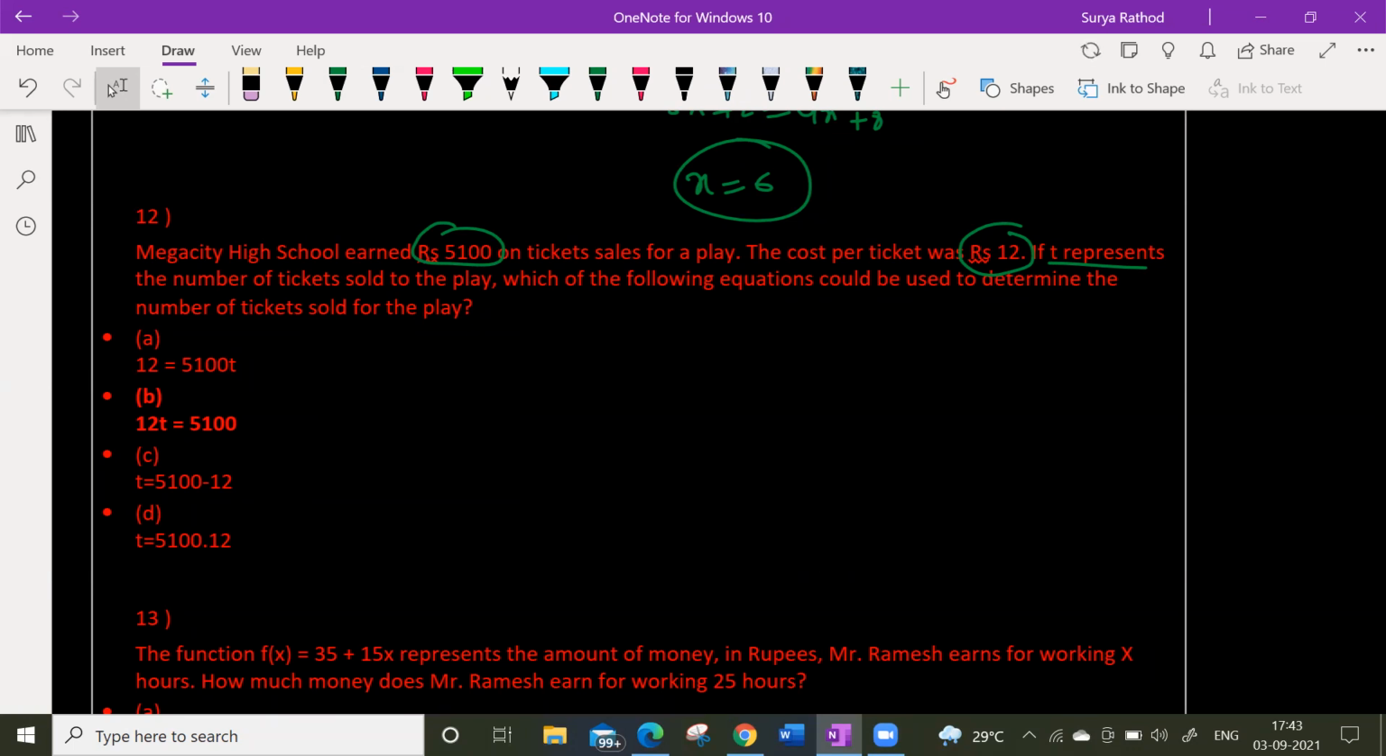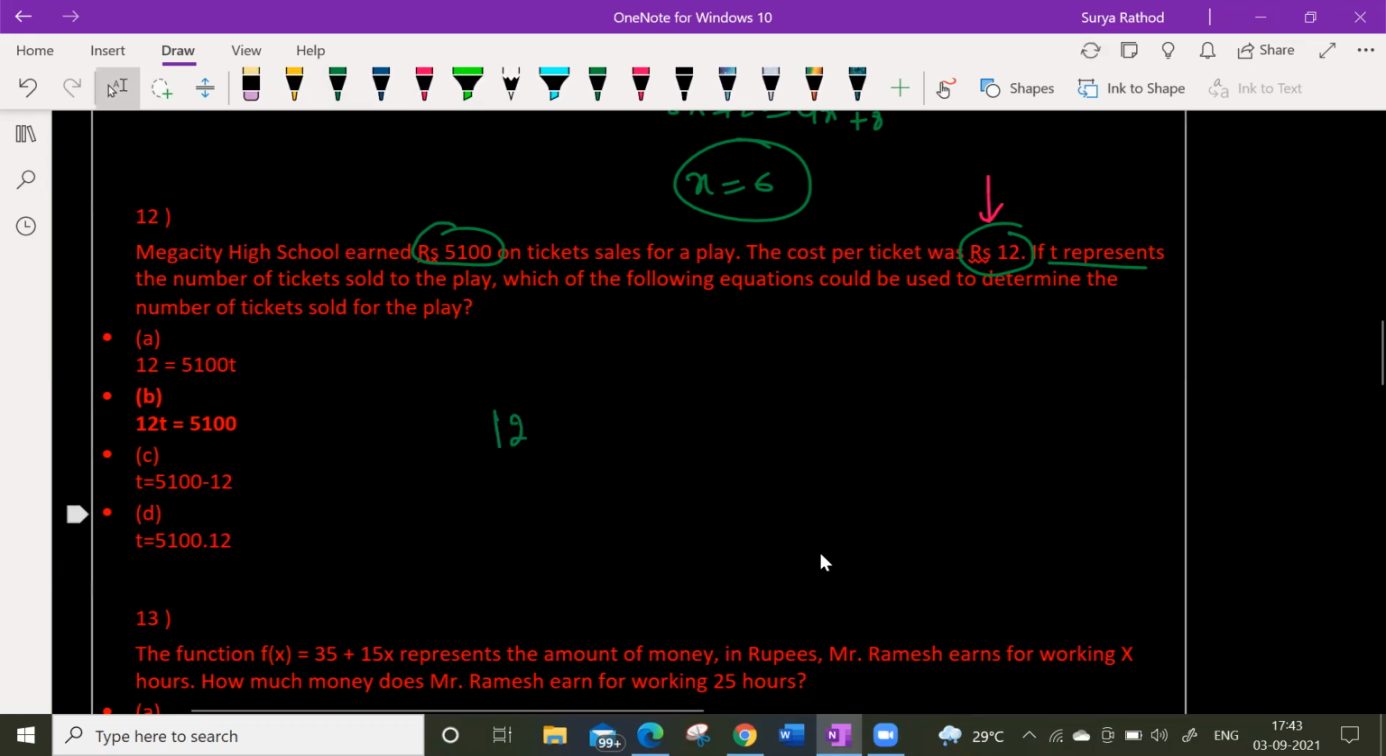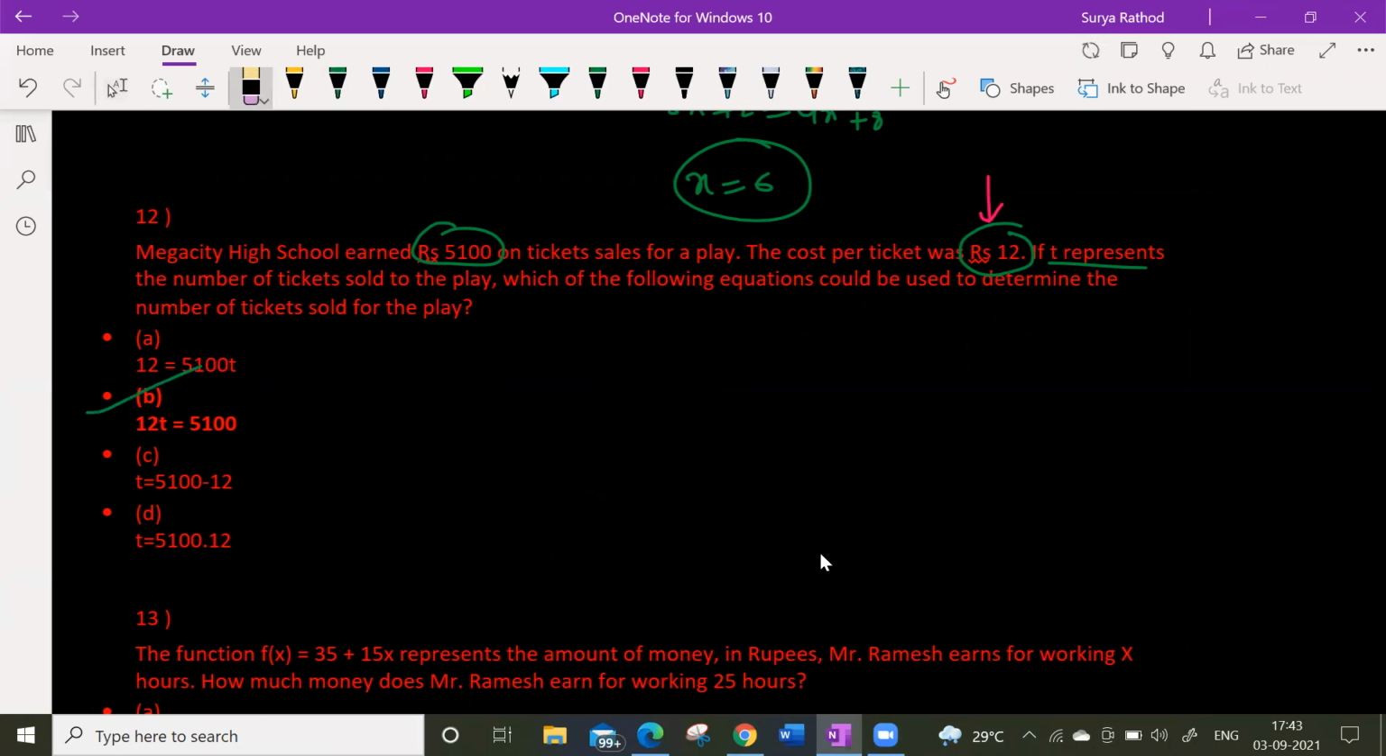Sir, B equation, sir. So option B. 12T is equal to 5,100. The cost of one ticket is 12. So 12T, 12 into tickets, is equal to the total they earn. So 12T is equal to this. Very simple. Clear?